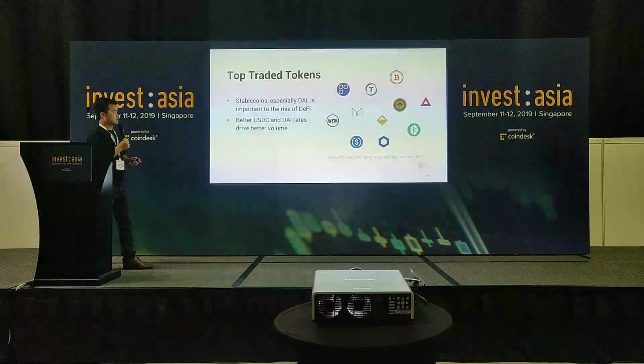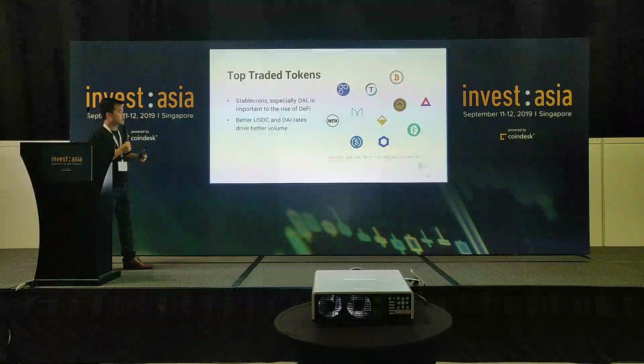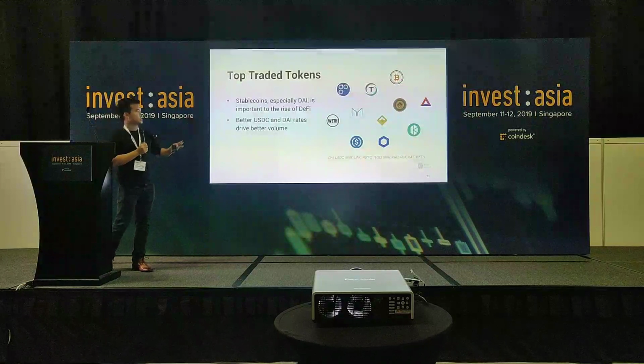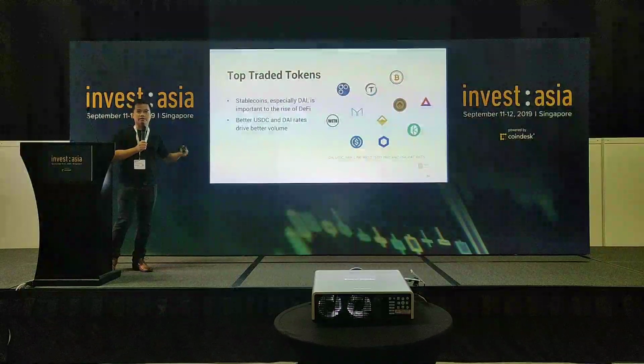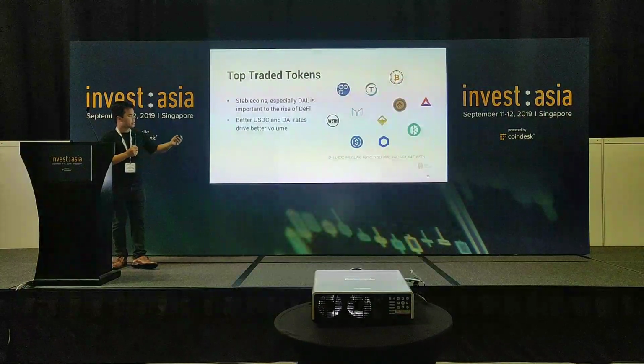Top traded tokens, mainly stablecoins, especially DAI, thanks to all the integration with other DeFi applications. And a few other liquid tokens look like Anchor, Omsego, or WBTC. So do you think that actually introduced a lot of volume as well? And Changelog, Kyber, KNC token as well.